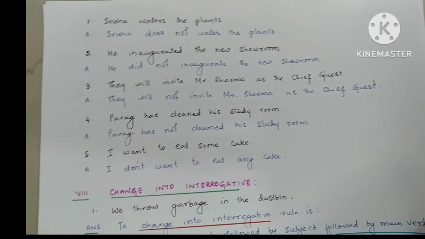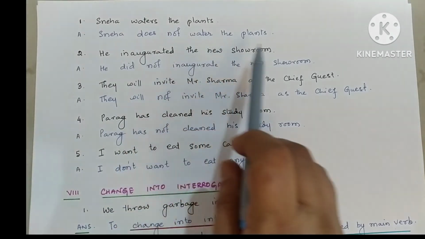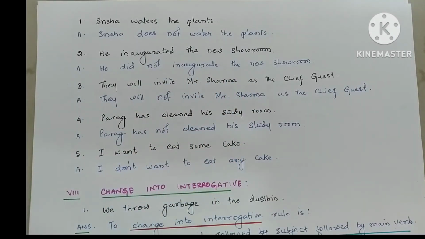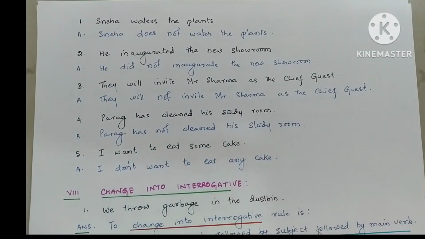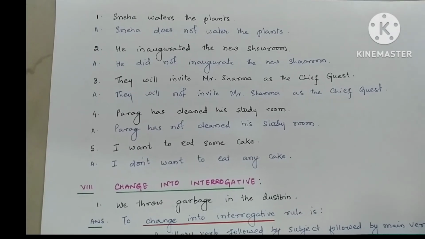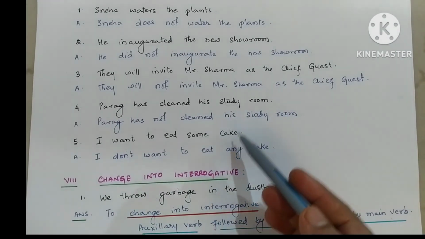Sneha waters the plants. Sneha does not water the plants. Number 2. He inaugurated the new showroom. He did not inaugurate the new showroom. Number 3. They will invite Mr. Sharma as chief guest. They will not invite Mr. Sharma as the chief guest. Number 4. Parag has cleaned his study room. Parag has not cleaned his study room. Number 5. I want to eat some cake. Answer, I don't want to eat any cake. So all these sentences of the answers are in negative. That means they are doing just the opposite of what is in the questions asked.